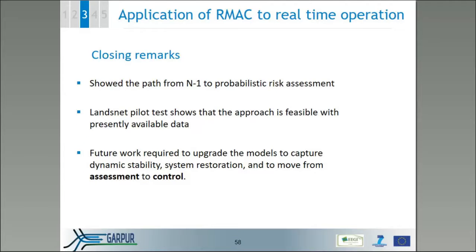So to close this section of the talk, we've shown how, in a basic way, we could move from an N-1 reliability assessment towards a probabilistic reliability assessment. And we've also shown that such an approach is feasible on the Icelandic system, which, although it's small, is a good first step, simple example of how such an approach would work. And it allows us to assess the best ways to scale such an approach up to larger transmission systems.